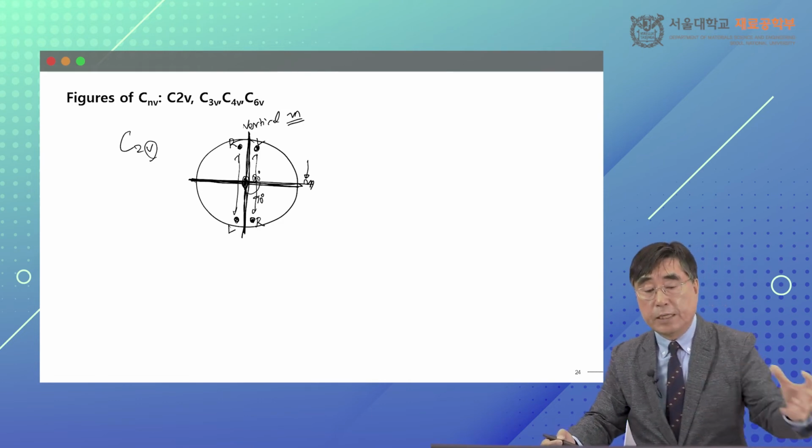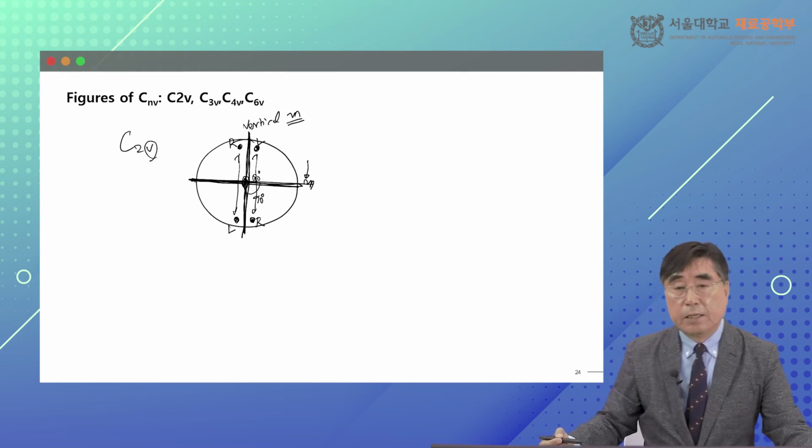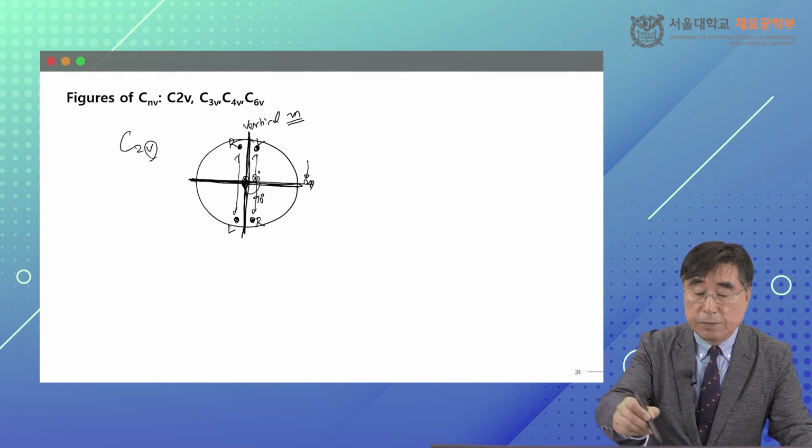Okay, so the symmetry element can be defined like this. So how can we define it international symbol-wise? International symbol, z-axis, principal axis as twofold.